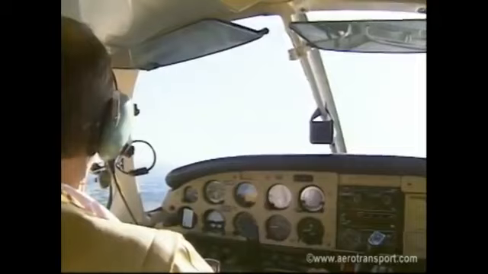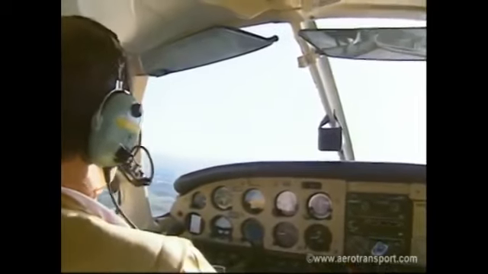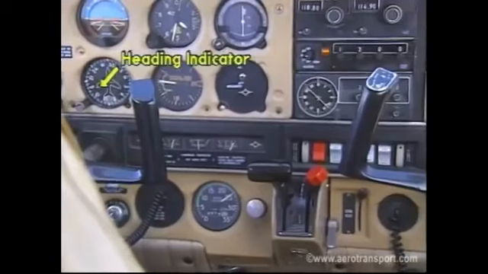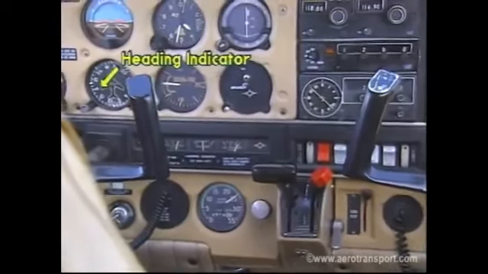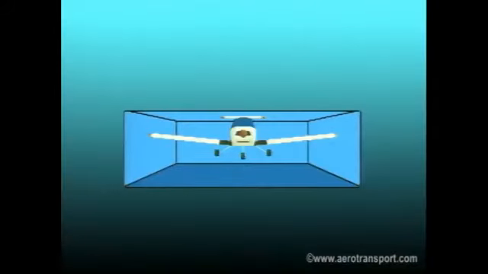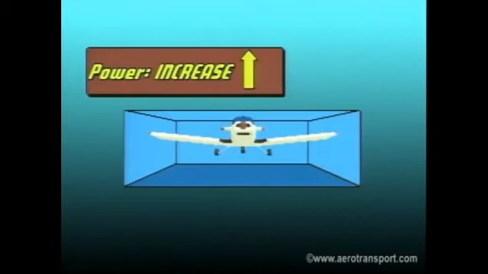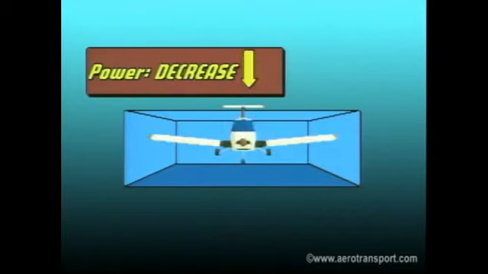To maintain a constant heading, point the aircraft in the direction you want to go. Then you may use the heading indicator as a cross-reference. As always, keep a vigilant lookout for other aircraft. To maintain level flight, use the elevators to compensate for any changes in pitch and maintain a constant altitude. While in straight and level flight, if the power is increased, the nose will pitch up. Conversely, a decrease in power causes the nose to pitch down.